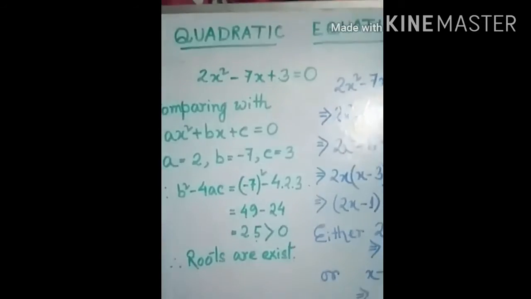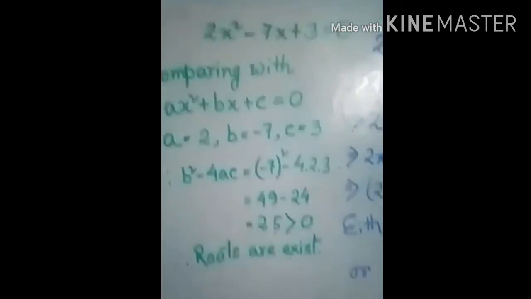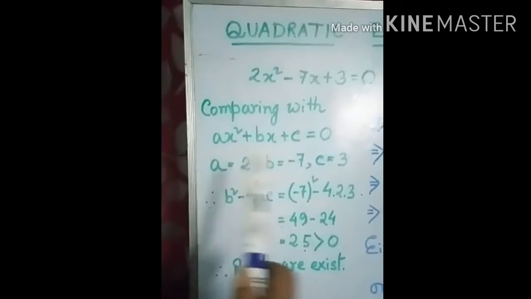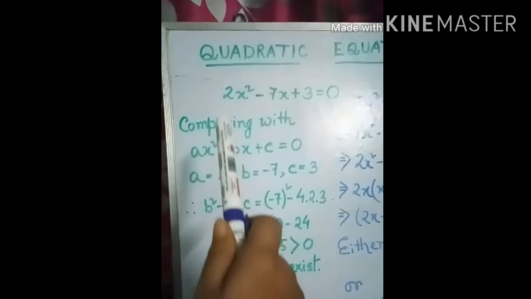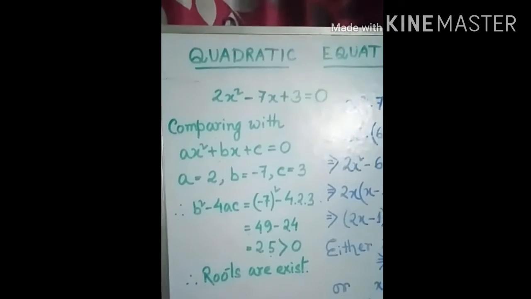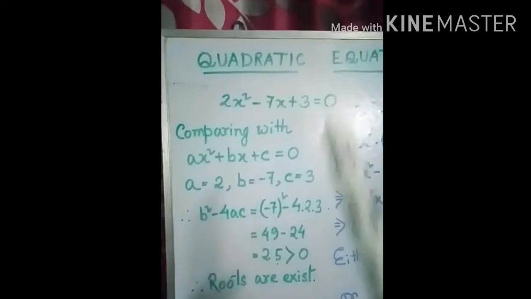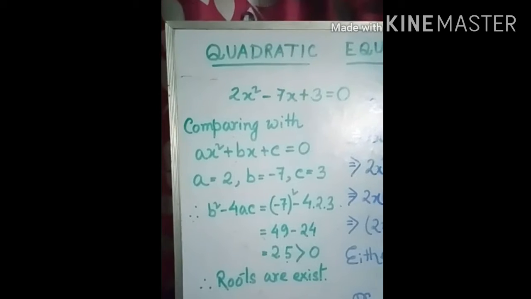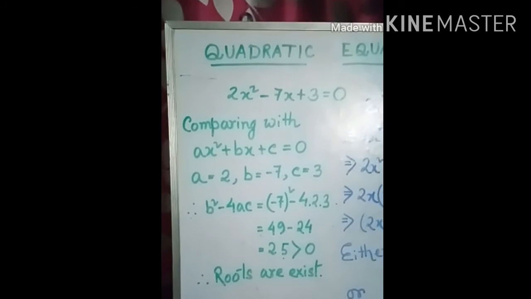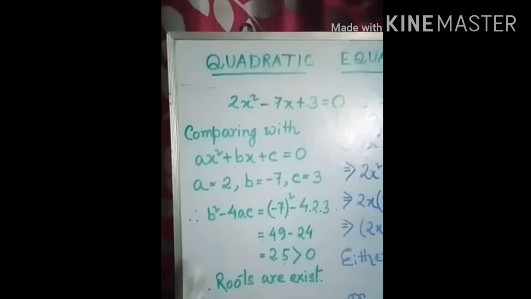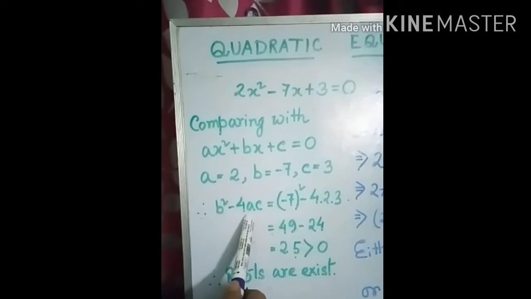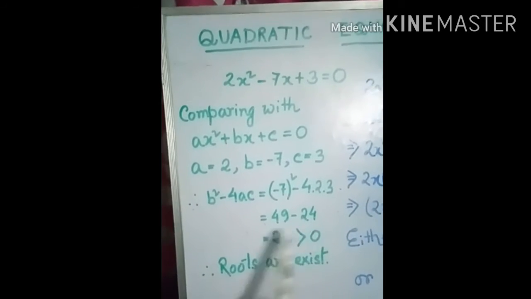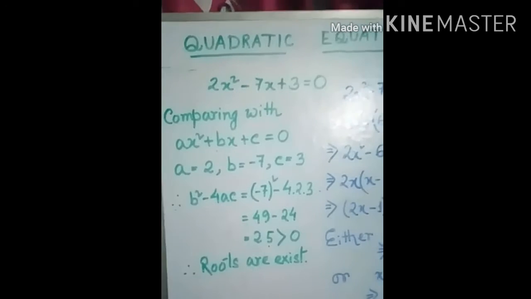But before that, the question says whether the roots exist or not. For that, how will you check whether the roots exist or not? For that, you see what I have written. First you have to write down the equation, then you have to compare this given equation with our standard form of the quadratic equation, 2x square plus bx plus c. The a, b and c values are these, and we have to find out the b square minus 4ac value. After this, the value is 25, which is greater than 0. That is why we can write down that roots exist.